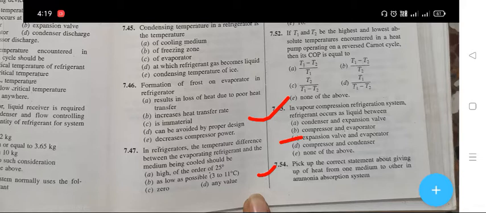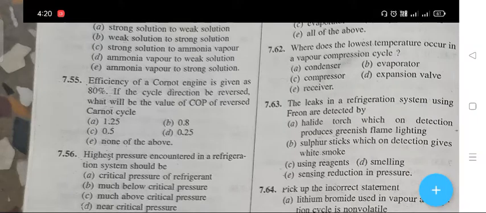Next question, pick up the correct statement about giving up of heat from one medium to other in ammonia absorption system. The right answer is B, that is your weak solution to a strong solution. Next question is, efficiency of a Carnot engine is given as 80%. If the cycle direction be reversed, what will be the value of COP of the reverse Carnot cycle? The right answer is D, that is 0.25.